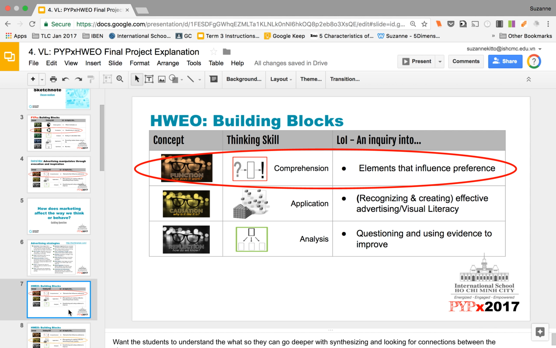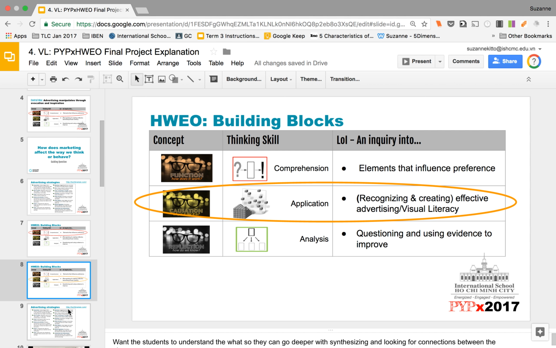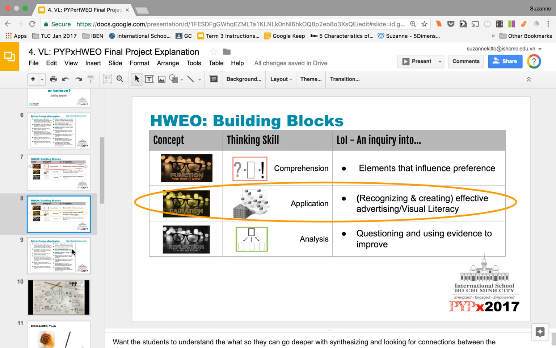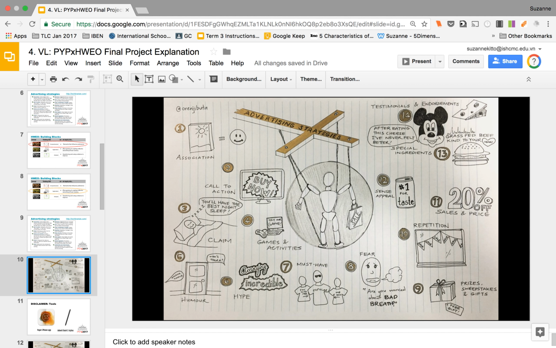Once they have the comprehension of the elements, then they will be able to move into the next line of inquiry, which is to actually be able to recognize these elements in use and then create their own advertising using the elements. So I was trying to think of a way that I could take this information and make it more appealing, and that's when I came up with this sketchnote.